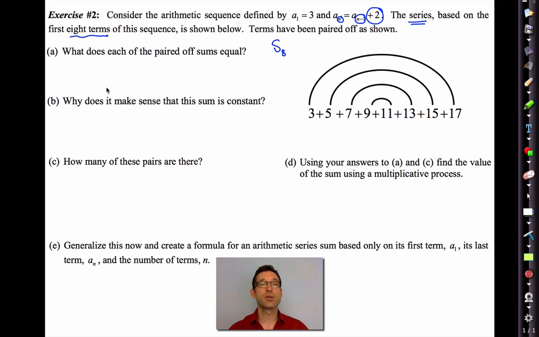Letter A, what does each of the paired off sums equal? Yeah, it's pretty easy to see, right? 3 plus 17 is 20. 5 plus 15 is 20. 7 plus 13 is 20. 9 plus 11 is 20. Each one is 20. Now, more importantly, letter B, why does it make sense that this sum is constant? Think about that for a minute.